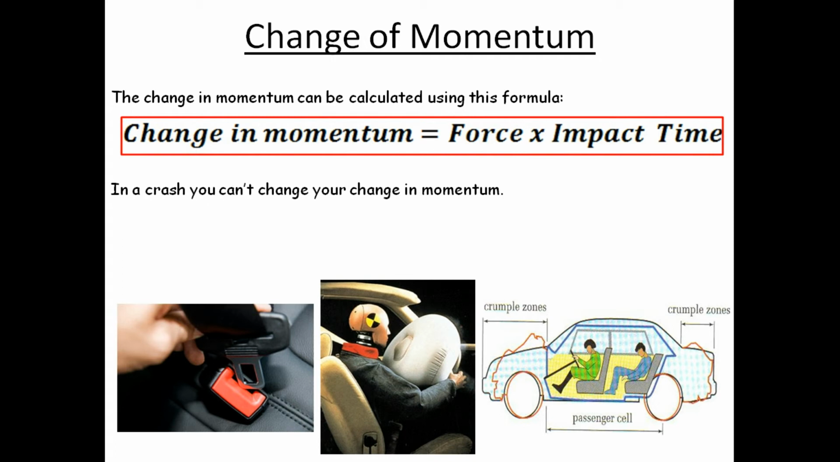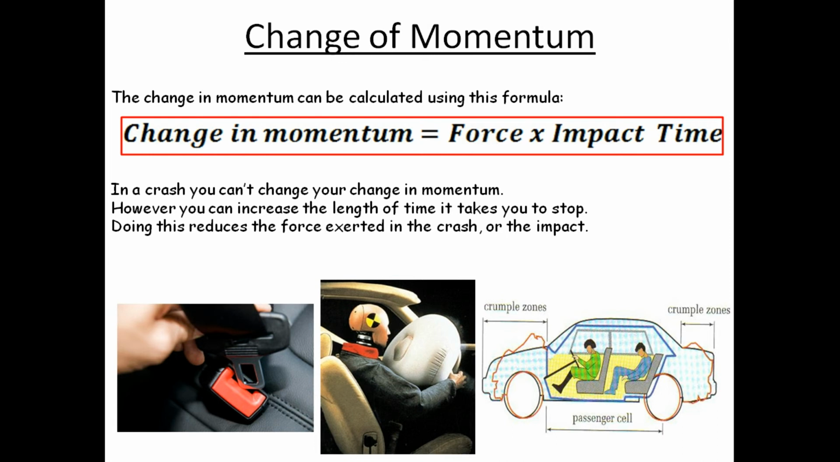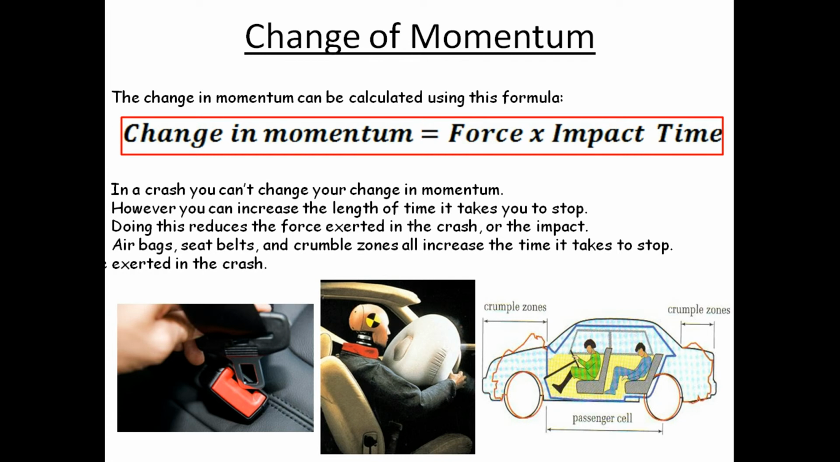So, in a crash, you can't change your momentum. You can't change the change in momentum. However, you can increase the length of time it takes you to stop. Doing this reduces the force exerted in the crash, or in the impact. Airbags, seatbelts, and crumple zones all increase the time it takes to stop. Therefore, they all reduce the force exerted in the crash.